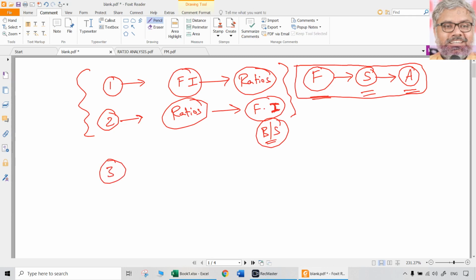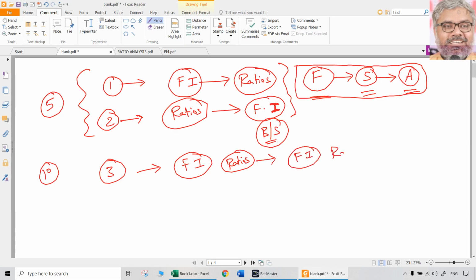In general, the first two categories carry 5 marks, and sometimes there is another category that carries generally 10 marks, wherein financial information is given, some more ratios are also given, and some more financial information is asked, and some more ratios may also be asked. So both to both. It was earlier financial information to ratios or ratios to financial information. One way it was. Now it can be considered as two ways. So financial information to ratios and ratios to financial information, both have to be done.